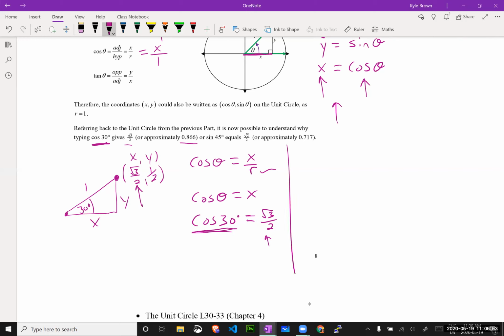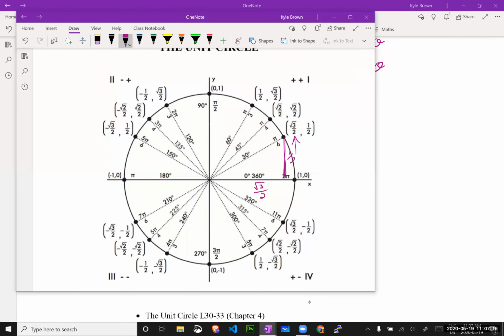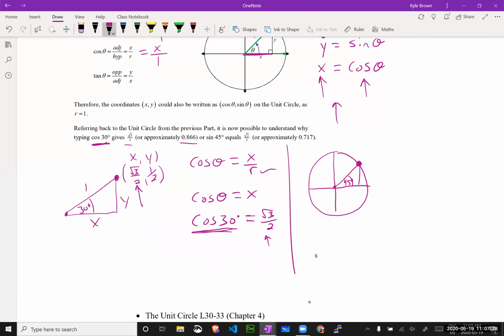Now let's look at another example. Maybe I'll draw it more like a unit circle this time. Say the point at 45 degrees. If this is the unit circle and we're at 45 degrees there, then looking at this point on our unit circle, which you should start to be memorizing, at 45 degrees or pi over 4 in radians, we get root 2 over 2 and root 2 over 2 for both x and y. So that would be the point root 2 over 2, root 2 over 2.